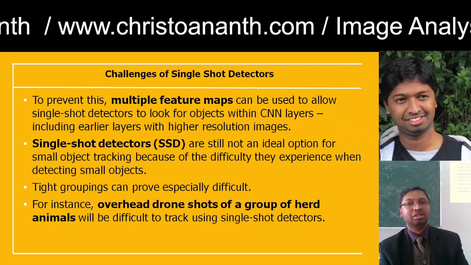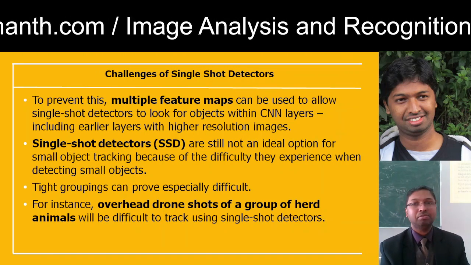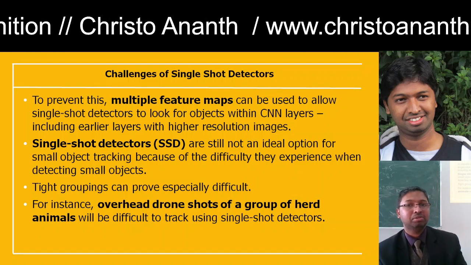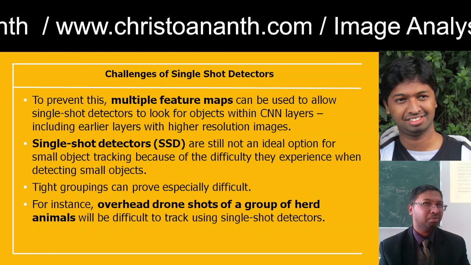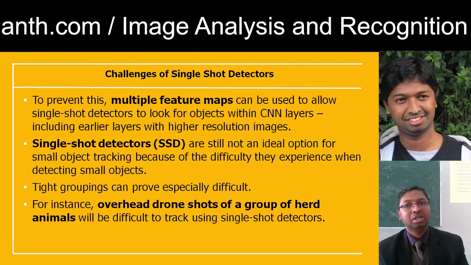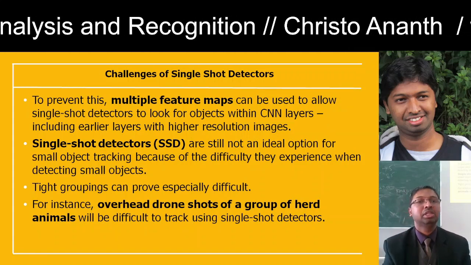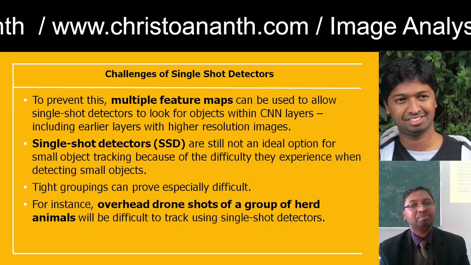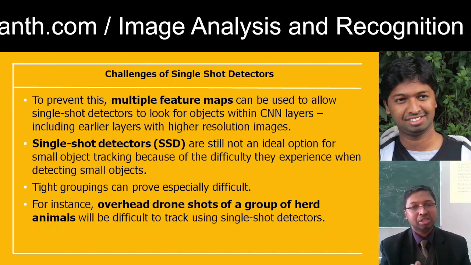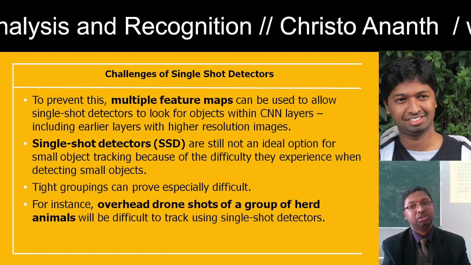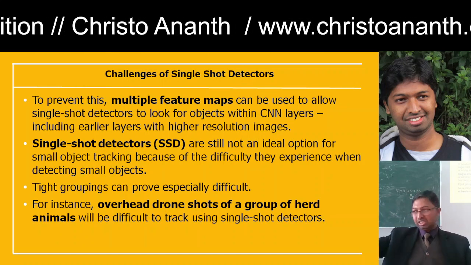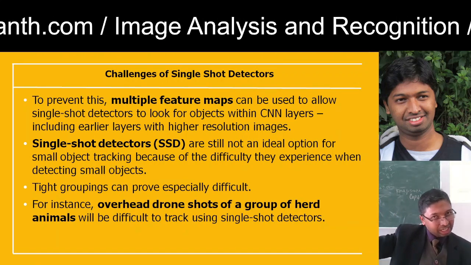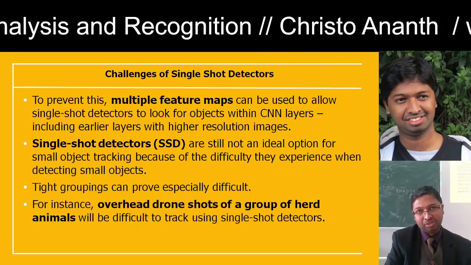So these are the challenges of single shot detectors. We can use multiple feature maps as well in order to allow the single shot detectors to look into objects, especially for the convolutional neural layers. Generally with higher resolution images, it is much more difficult to detect using a single pass. So single shot detectors are not the best option, especially for small object tracking, because smaller objects you cannot detect very easily. Even tight groupings are much more difficult. That is the reason overhead drone shots of a herd of animals are much more difficult. For example, with a block of cattle or cows in a long shot, it is very difficult to use a single shot detector to identify the block of cows or cattle.